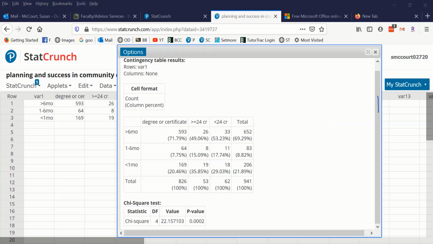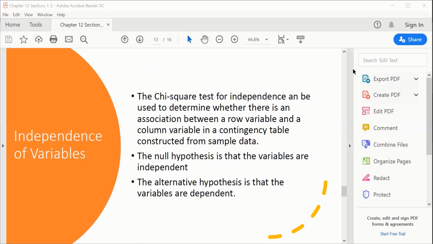All right, I'm going to switch screens for you because I think I got that backwards. So I'm going back to the PowerPoint for chapter 12. This is the key: the null hypothesis says the variables are independent. The alternative is that they're dependent. So because our p-value was small, we reject the null, which means we reject that they're independent and say they are dependent. I think I said that backwards before.